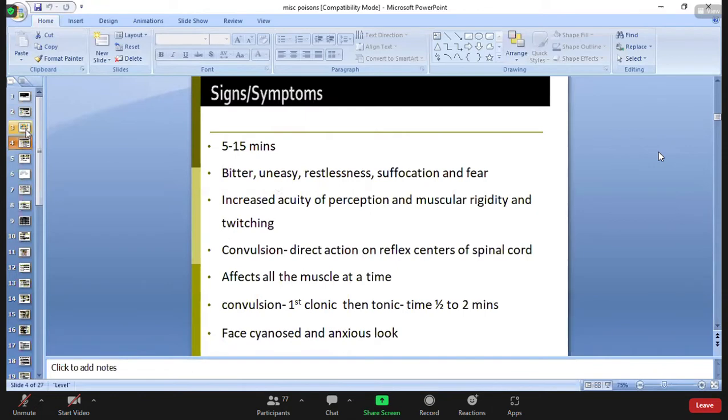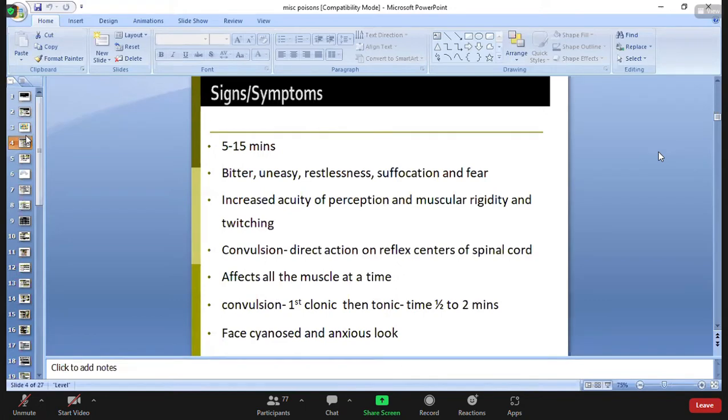Now the signs and symptoms. They develop in 5 to 15 minutes. There is bitter taste, uneasiness, restlessness, suffocation and fear, and increased acuity of perception. What perception? Vision, feeling, sound, all the perceptions increase. Then muscular rigidity and twitching, and finally there are convulsions.